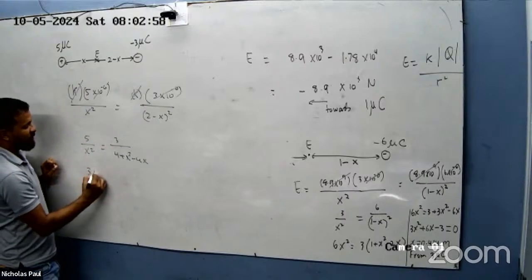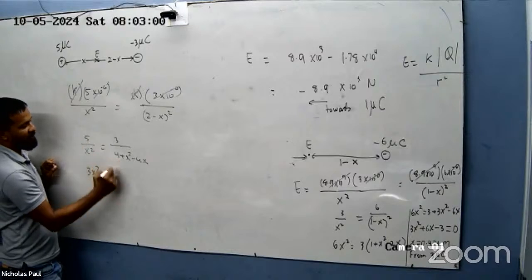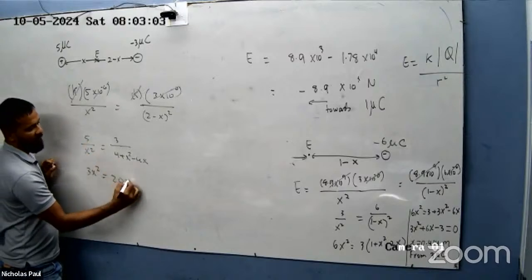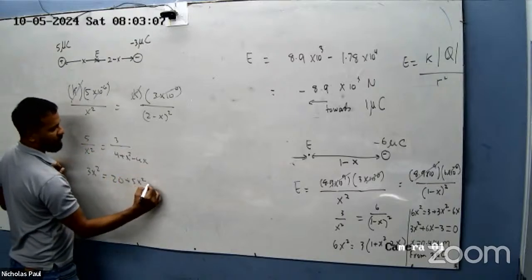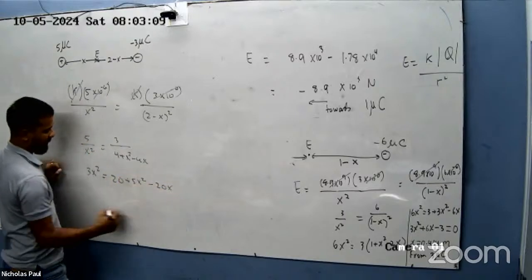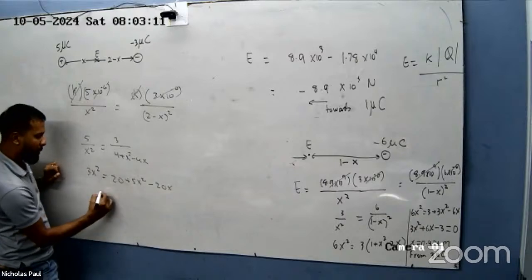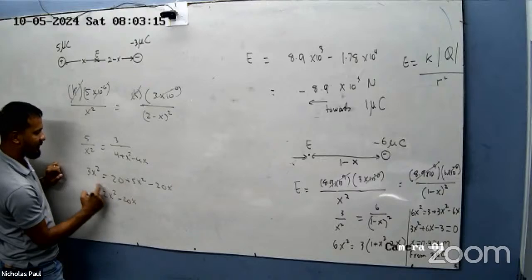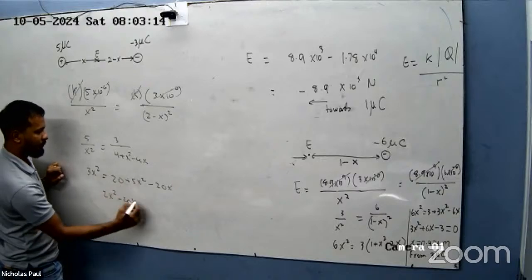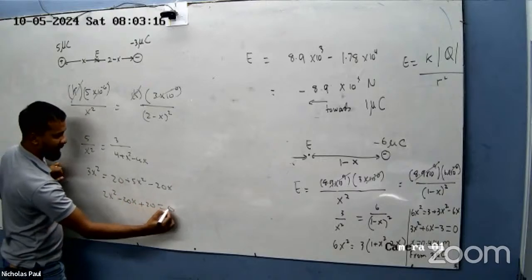So you'll get 3x squared. 5 times 4 is 20. 5 times x squared is 5x squared. 5 times minus 4x is minus 20x. Bring everything here, and I will get 2x squared minus 20x plus 20 is 0.